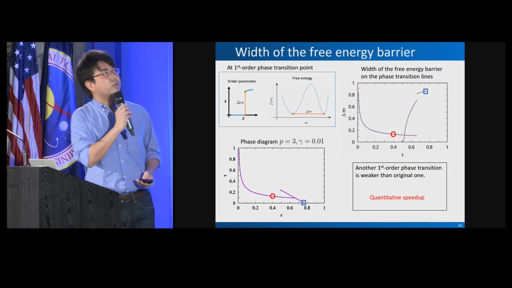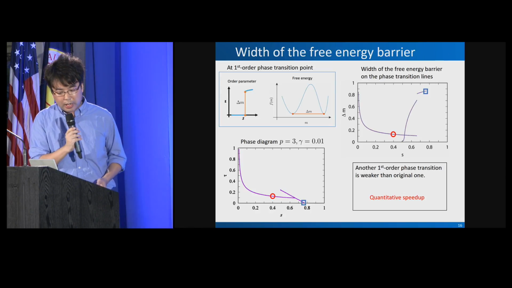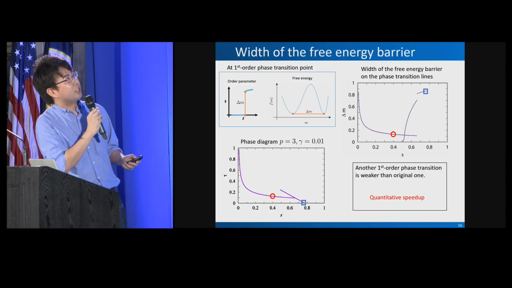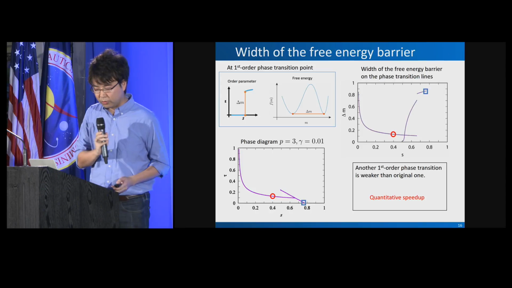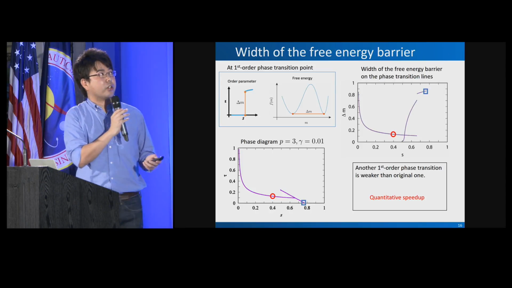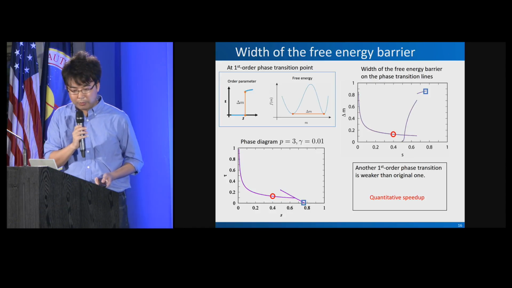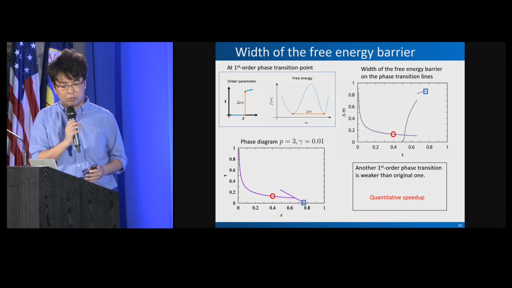which is shown by the calculated width of the free energy barrier. So at the first order phase transition point, the order parameter changes discontinuously. So we calculated the width of the jump, the delta m, which is equal to the width of the free energy barrier here. So if the delta m is small, it is preferable for quantum annealing in the sense of quantum tunneling.